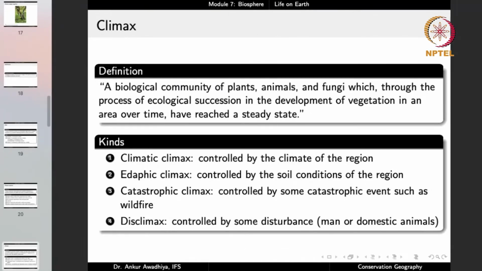On the other extreme, we have the Climax community, defined as a biological community of plants, animals and fungi, which through the process of ecological succession in the development of vegetation in an area over time have reached a steady state. Steady state means that now there is no more change that is needed or no more change that will happen. So it is a biological community of plants, animals and fungi.